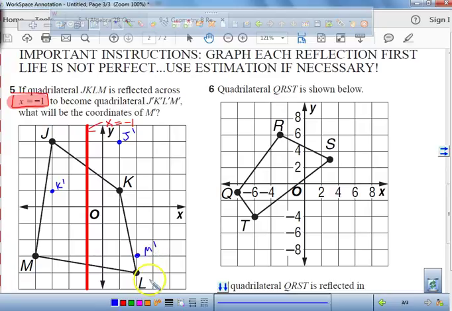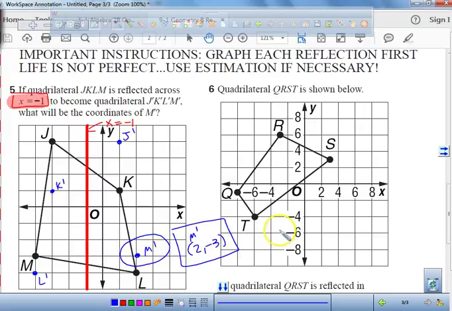But if I asked you for the L prime, 1, 2, 3, 1, 2, 3, this point right here would be my L prime. So what are we searching for? It says search for the coordinates of M prime. And so from the origin, it looks like I go over 1, 2, and then down 1, 2, 3. So M prime is over 2 and down 3. And that's your final answer.